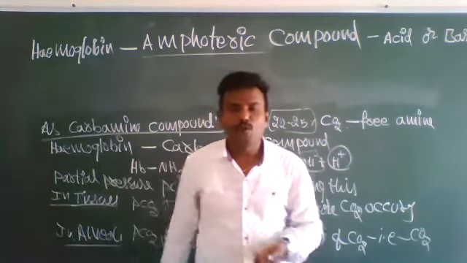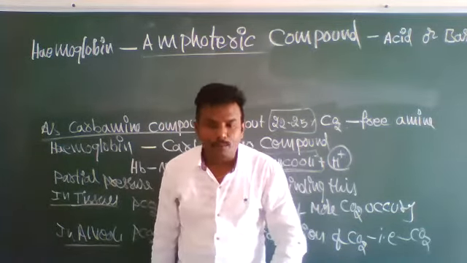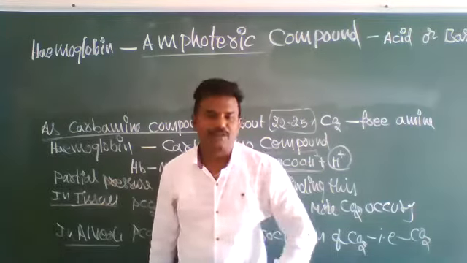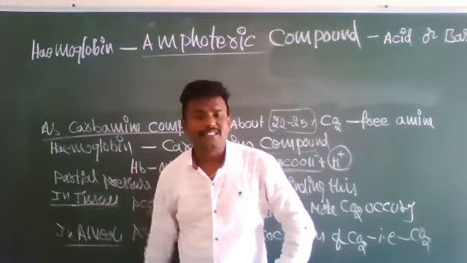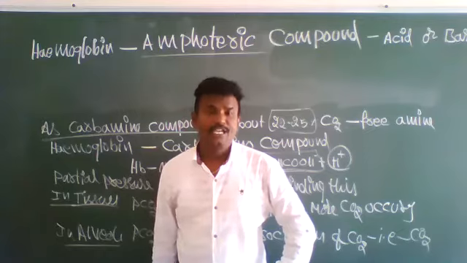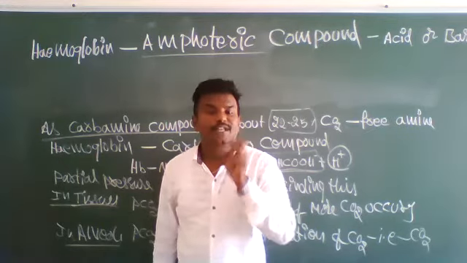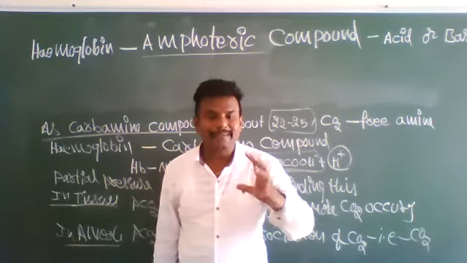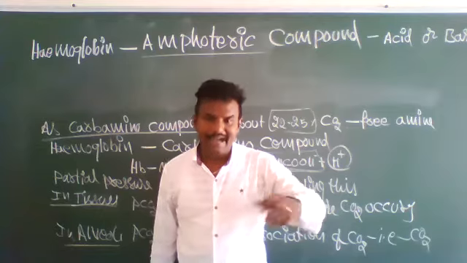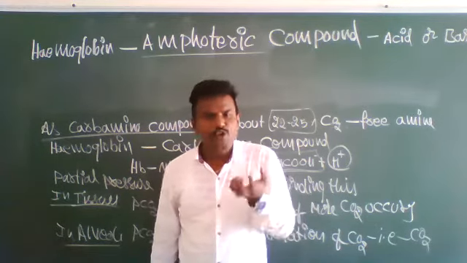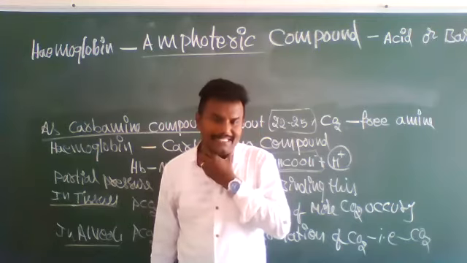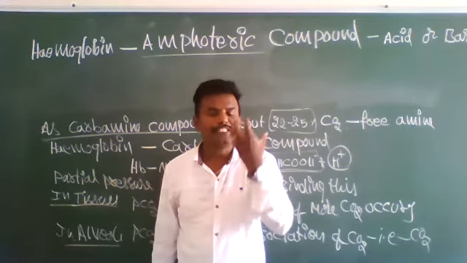Once again, hemoglobin is an amphoteric compound. Chemically it is amphoteric. In chemistry, you might have studied this up to 10th class. If not, in PUC first year, second year, you may get it. Hemoglobin's nature is an amphoteric compound, reacting chemically as either acid or base. Hemoglobin has a peculiar character.